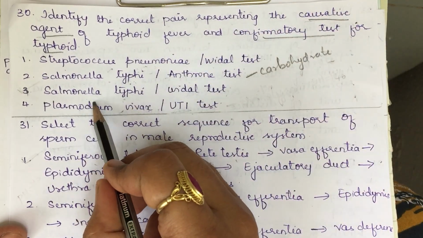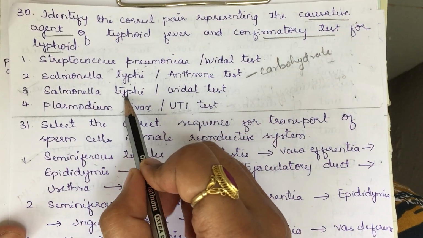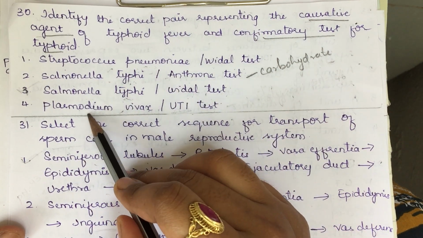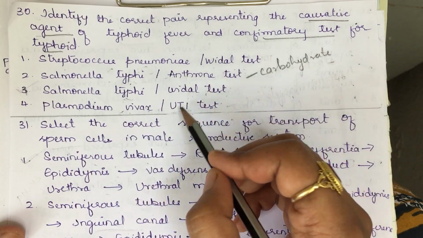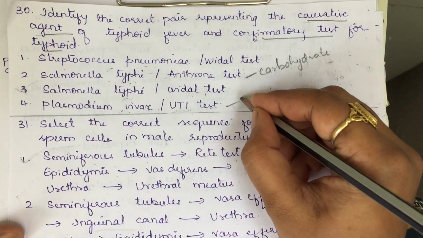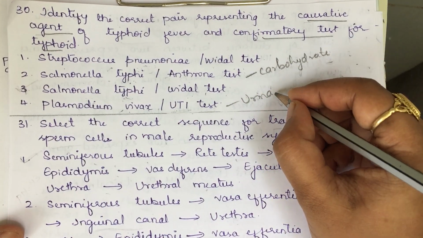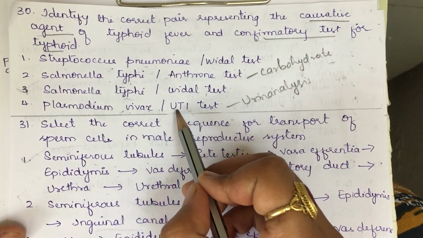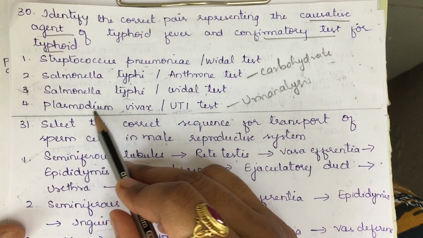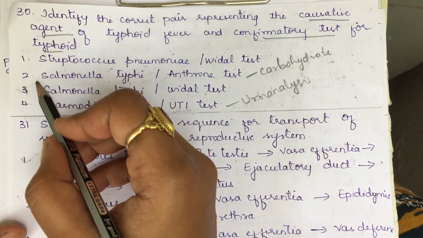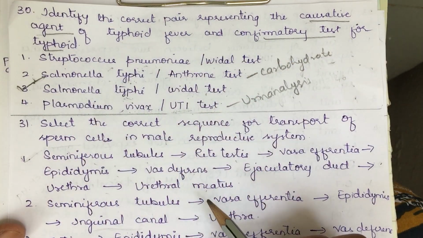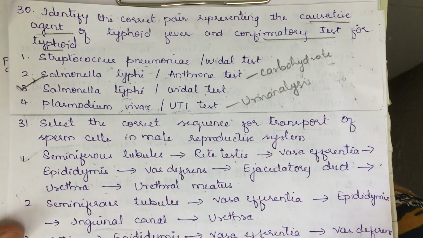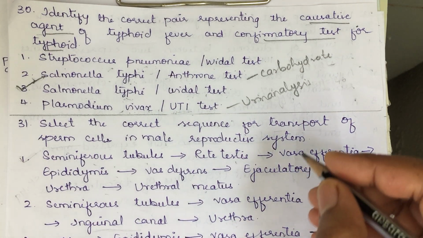Okay, next, Salmonella typhi and Vidal test. Salmonella typhi causes typhoid. Vidal test is used for confirmation of typhoid. Plasmodium vivax causes malaria. Urinary tract infection test is used for urine analysis. Okay, for urine analysis we use the UTI, urinary tract infection test. Plasmodium vivax causes malaria. So the correct option is the third one, Salmonella typhi, and the confirmatory test is Vidal test. You will get this from the second year portion, page number 146.